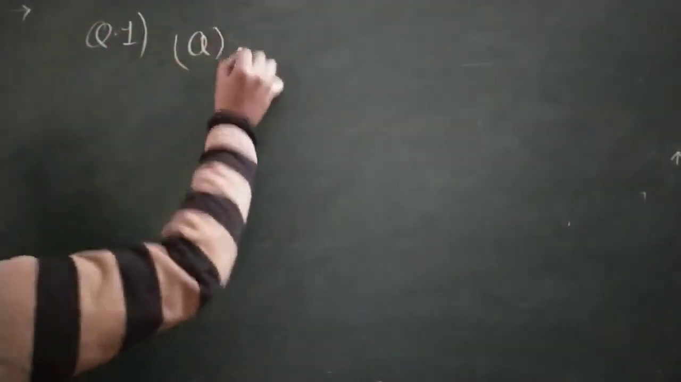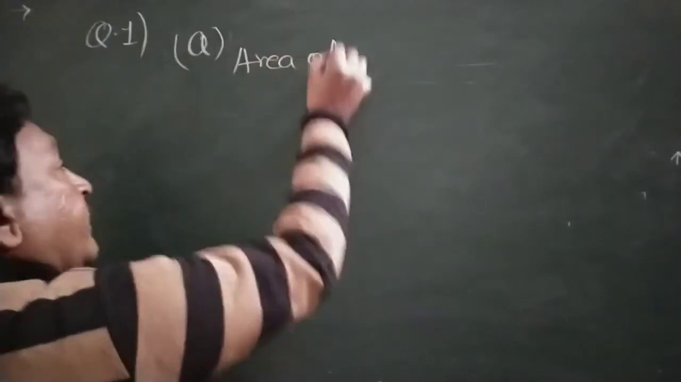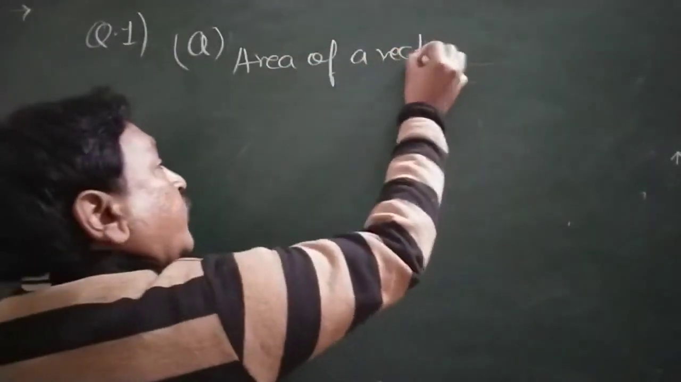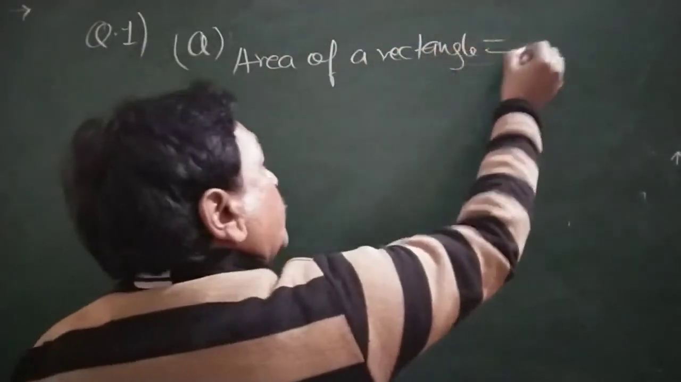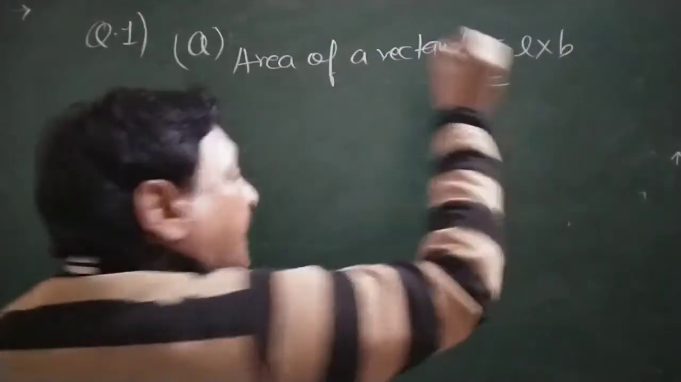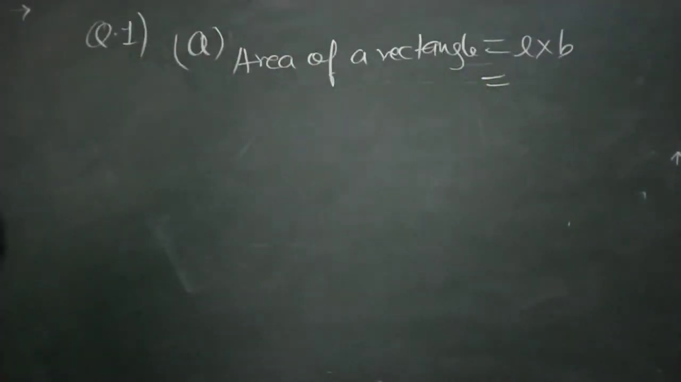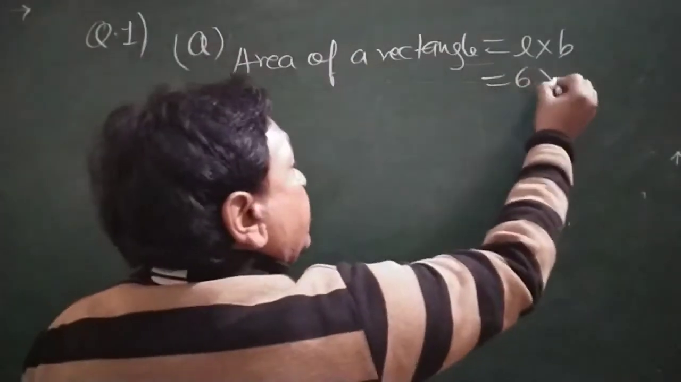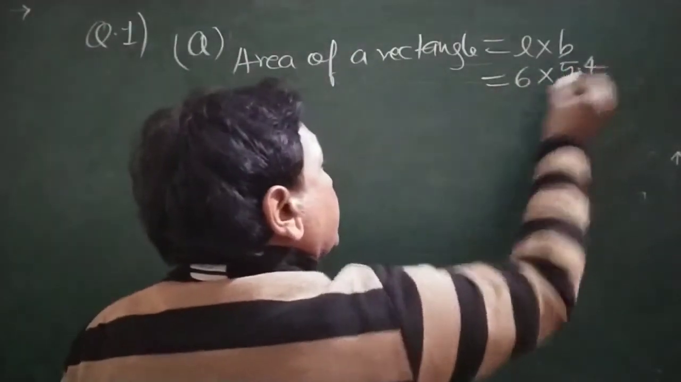Now see question number 1 of exercise 14.2. In this we have to find the area of a rectangle whose length and breadth are given to us. As an example, for question number 1, first part, the area of a rectangle, the formula is length into breadth. Length is given to us as 6 centimeter, and breadth is 5.4 centimeter.